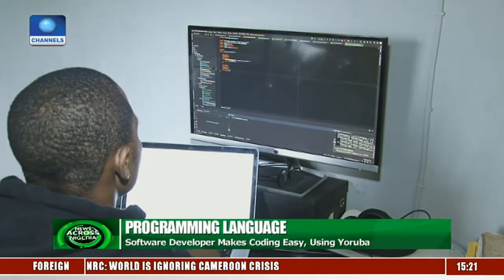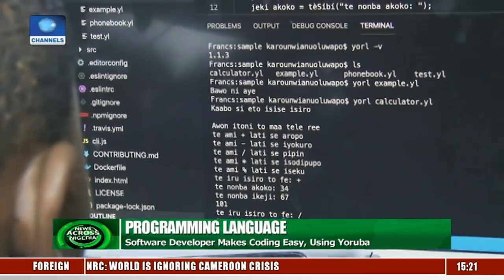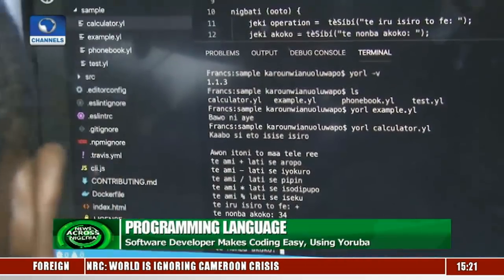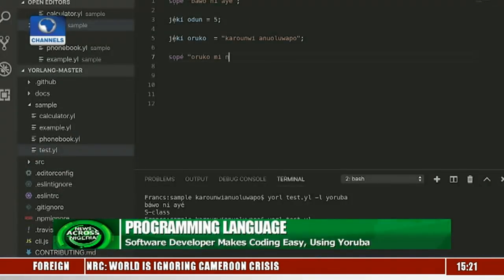Oluwapo imagined people who think better in Yoruba would find it easier to understand programming as beginners if they could read the keywords in the language they were most familiar with. One thing I had in mind when I was creating it is to make it an educational tool, right?